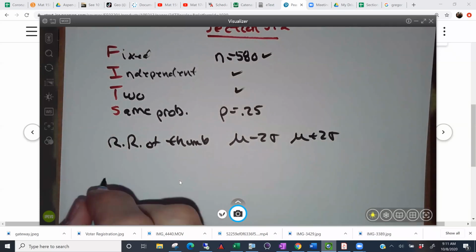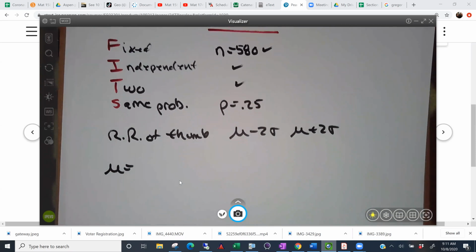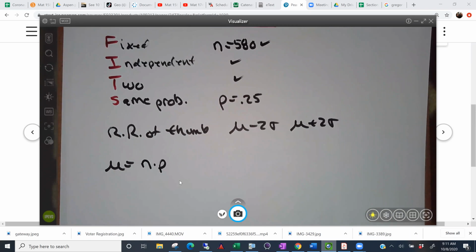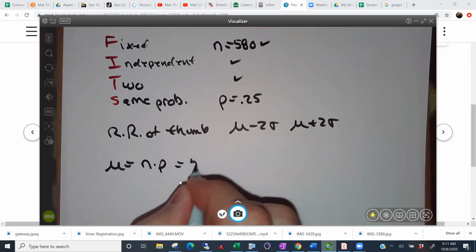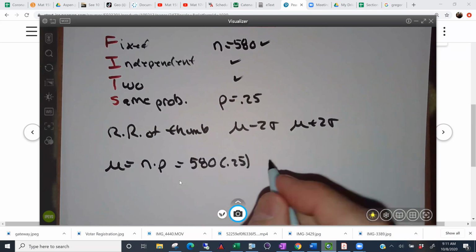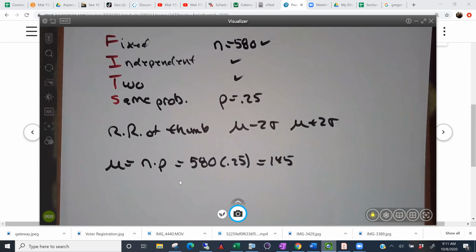So how do I calculate the mean of a binomial random variable? Would that be n times p? Excellent, thank you. N times p. So in our case, 580 times 0.25, that's multiplying by 1/4, so that's 145.